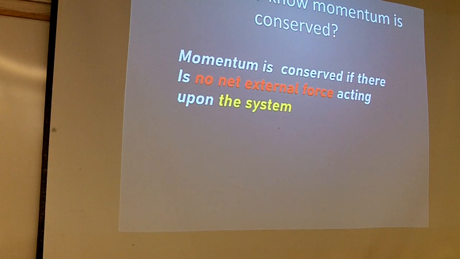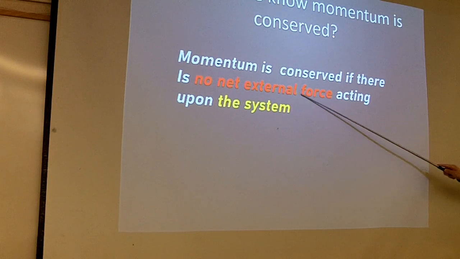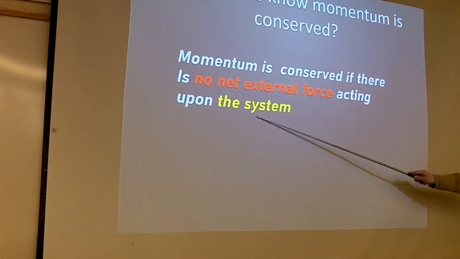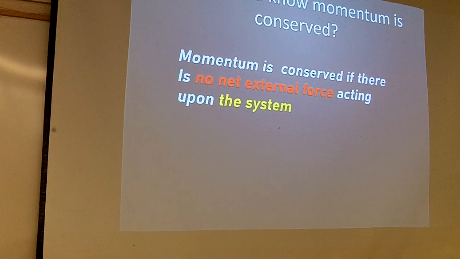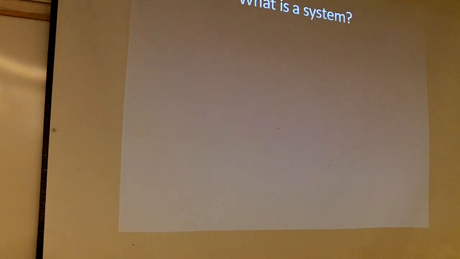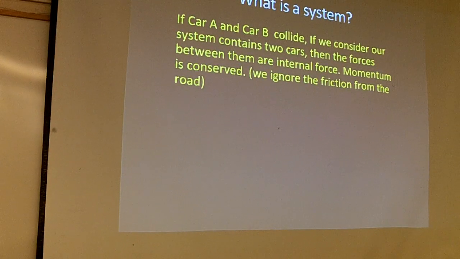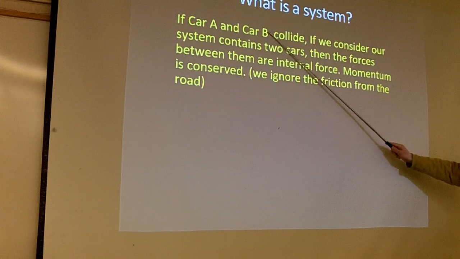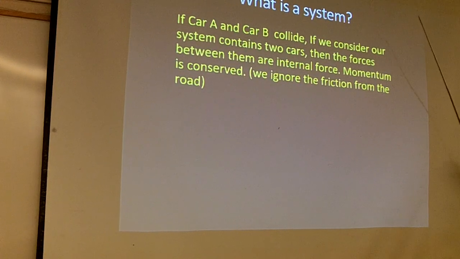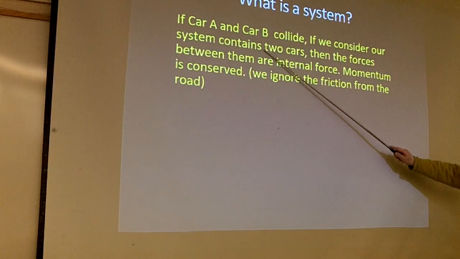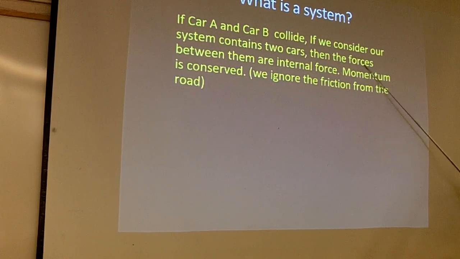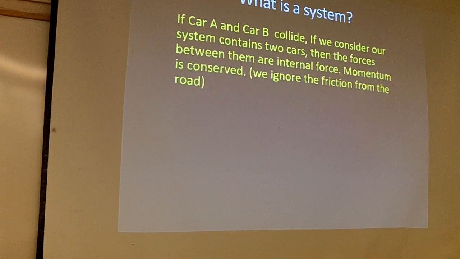So two key words are important. Did you see external force? Did you see that system? I will emphasize these two concepts in the next slides. So just write this down: there's no net force on the system. So that is the one which we're going to use. So what is a system? For instance, if I have two cars, car A and car B, collide. Now watch carefully. If we consider our system contains two cars, then the forces between them become internal force.